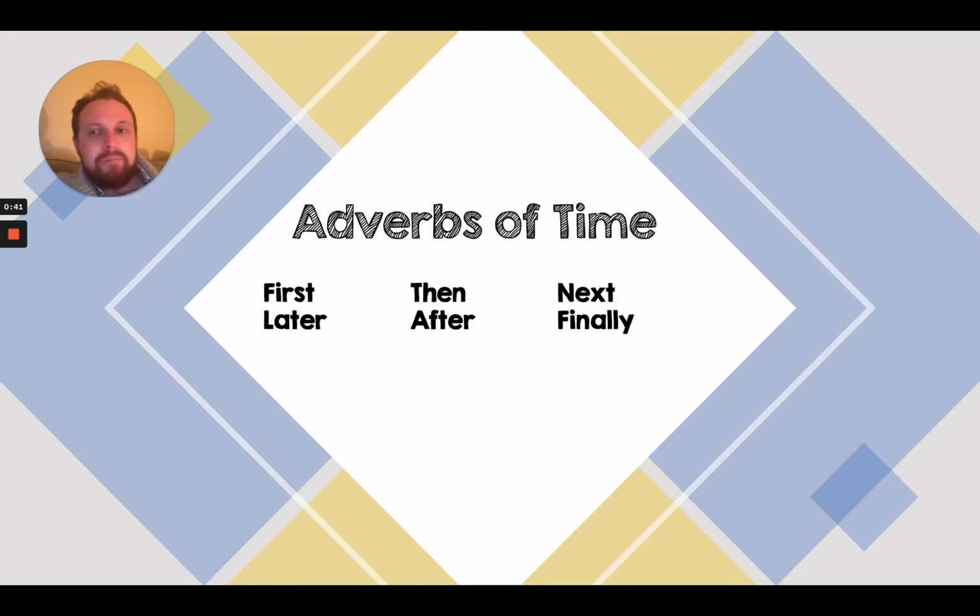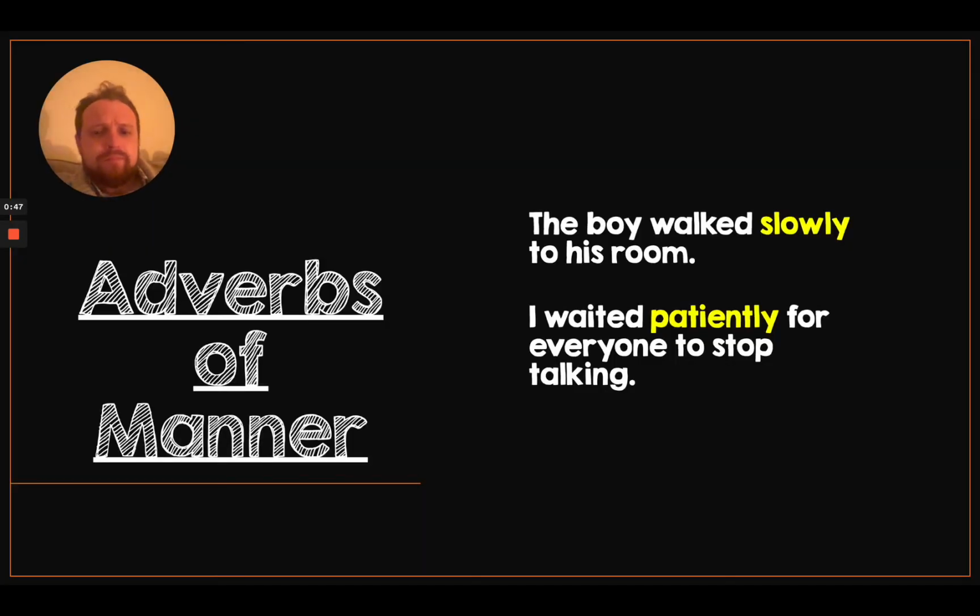Okay, adverbs of manner then. Let's try and work out what these are doing in some sentences. Okay, so I've got two sentences here, and the adverbs of manner are written in yellow. Okay, so sentence one. The boy walked slowly to his room. Sentence 2, I waited patiently for everyone to stop talking. So what do you think in these sentences the adverbs of manner are doing exactly? What do they do in the sentences?